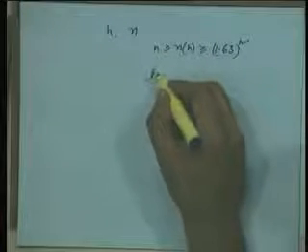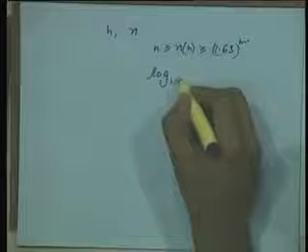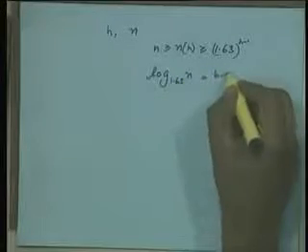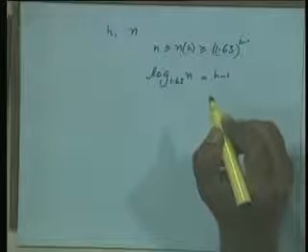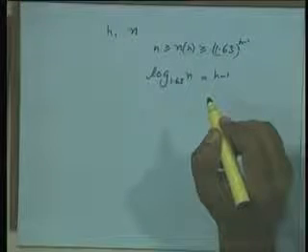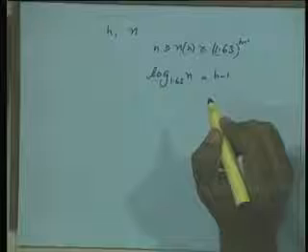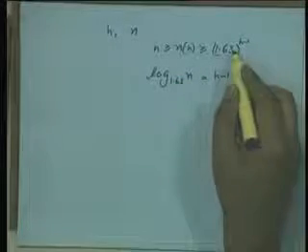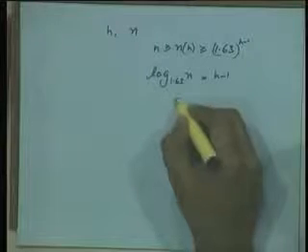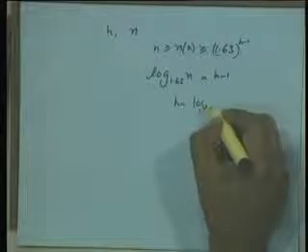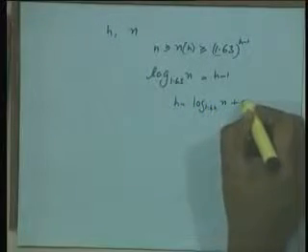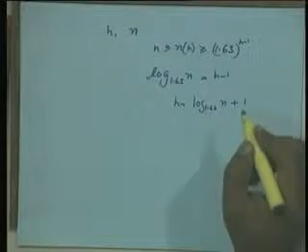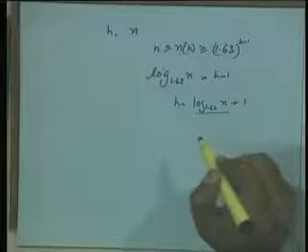Let's take log of both sides. So we get log base 1.63 of n equals h minus 1. I'm just using the definition of log, taking log to the base 1.63. This implies h equals log base 1.63 of n plus 1, which is okay. So we have been able to prove this kind of a sharper bound.